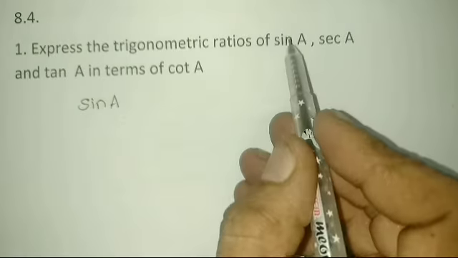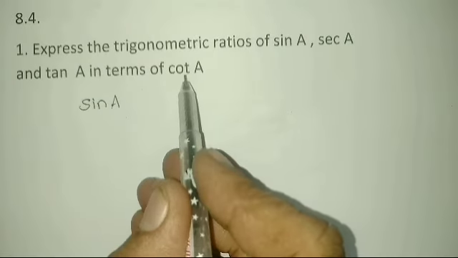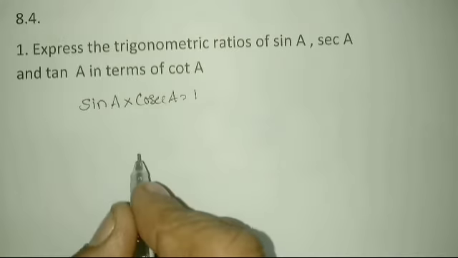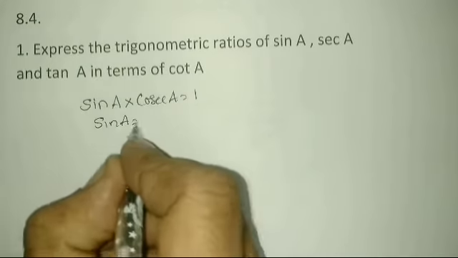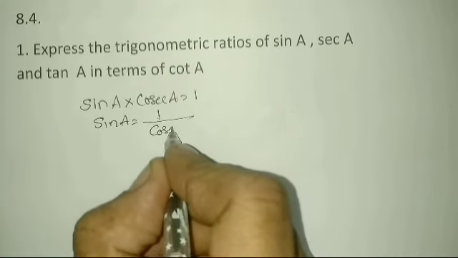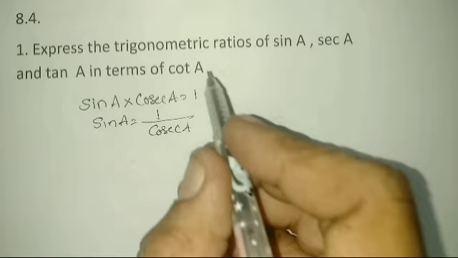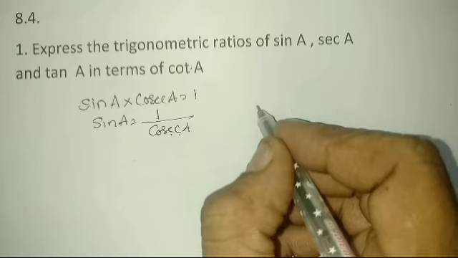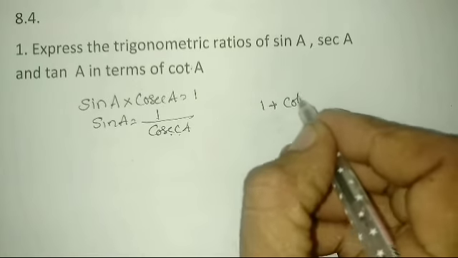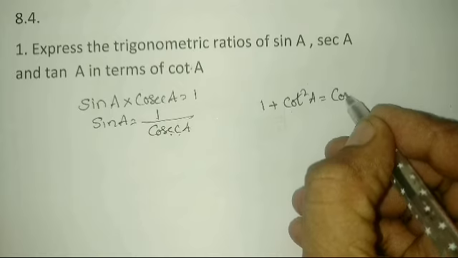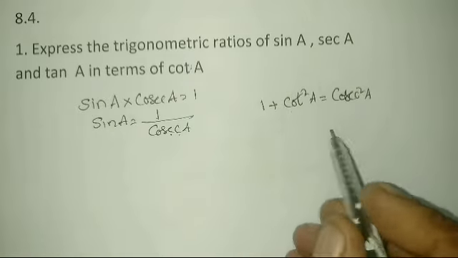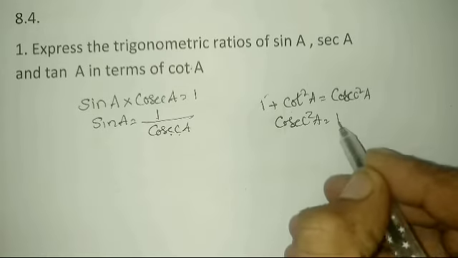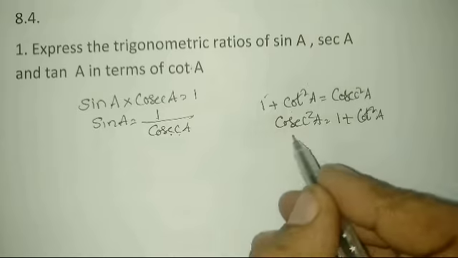So there is no direct relation with respect to sin A and cot A. But we know that sin A into cosecant A equal to 1. From this we get sin A equal to what? 1 by cosecant A. But we have a relation with respect to cosecant A and cot A. What is that? 1 plus cot square A equal to cosecant square A. So you get cosecant square A equal to 1 plus cot square A.